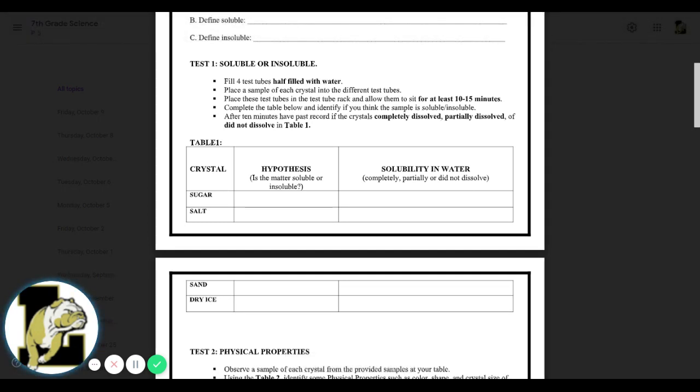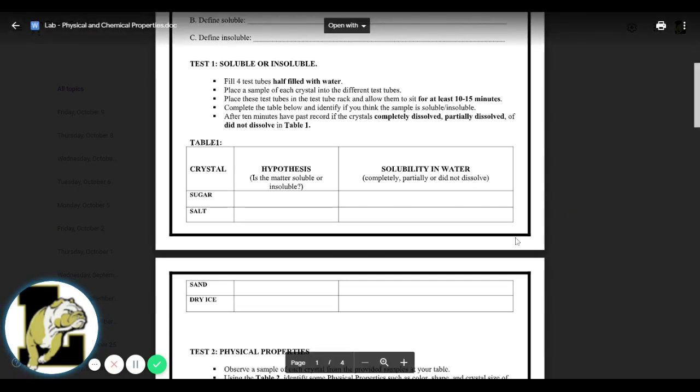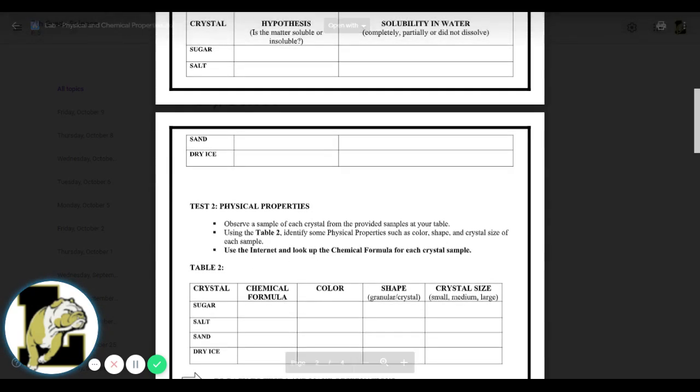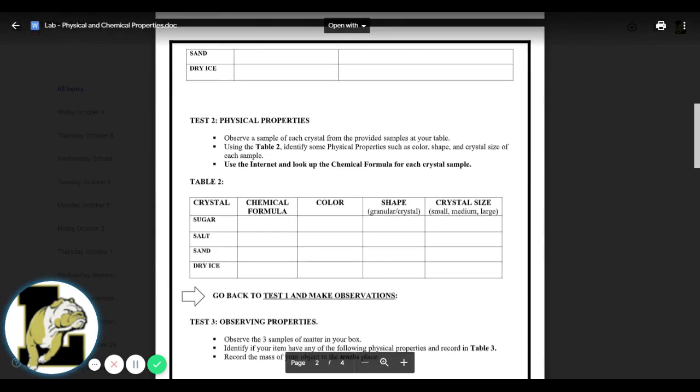Hopefully you remember what the words soluble and insoluble mean. Soluble means that it's going to be able to dissolve in water or a liquid. Insoluble means that it will not, so it will stay as its own form and not dissolve into the liquid. They're going to make a hypothesis, and then they're going to actually test it to see if it did dissolve.